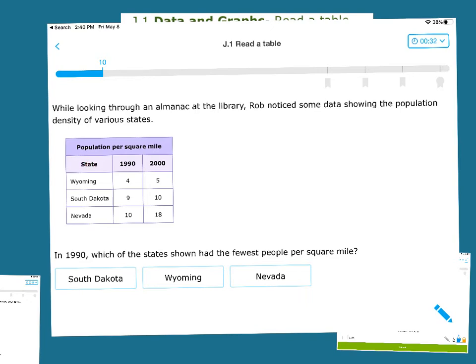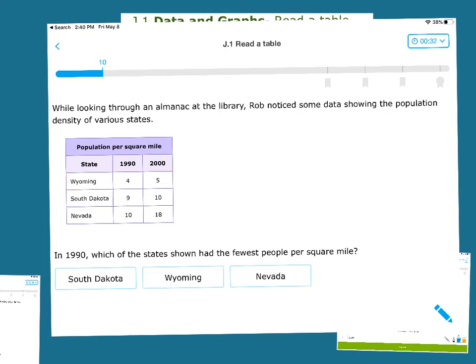So the state, here's our 3 states. They got Wyoming, South Dakota, and Nevada. And then they've got the years 1990 and 2000, so 10 years apart. And the population per square mile. In 1990, which of these states shown had the fewest people per square mile?